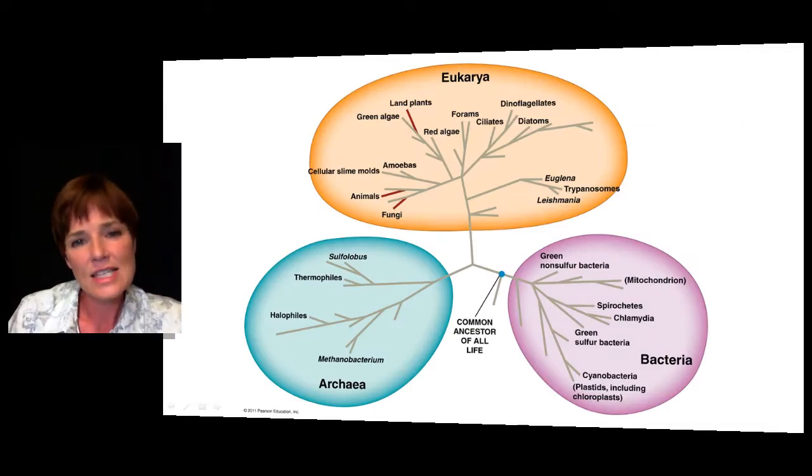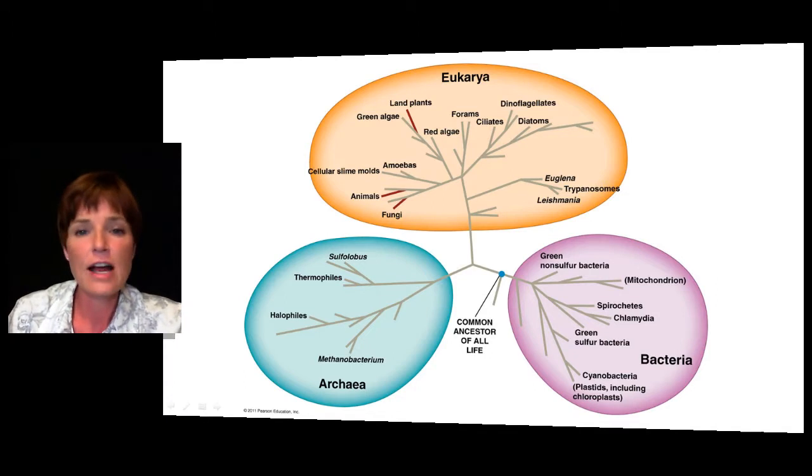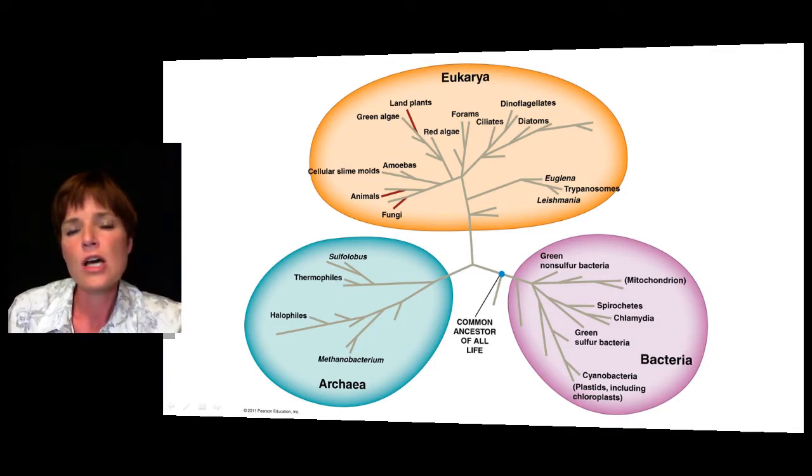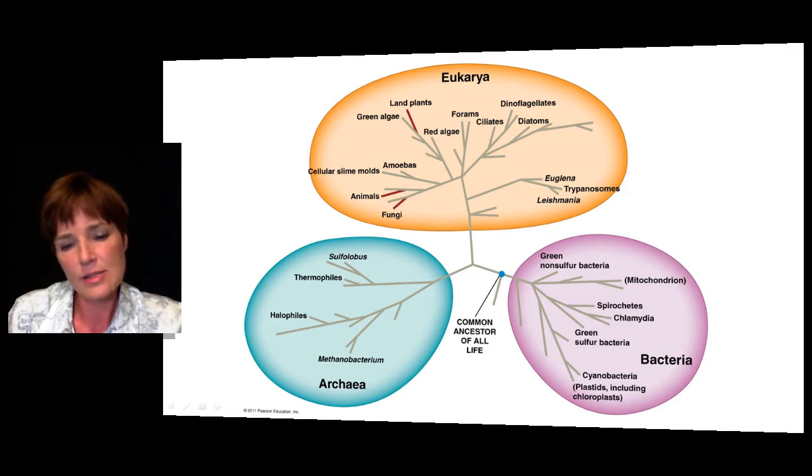So if we take this idea of cladistics and phylogenetic trees, this is what we have for all of the organisms that we know of. This is our typical tree of life. In this tree of life, notice that where this little blue dot is, that's where we have our common ancestor for all of life. So when we talked about how life evolved, that's where it's thought to have taken place.